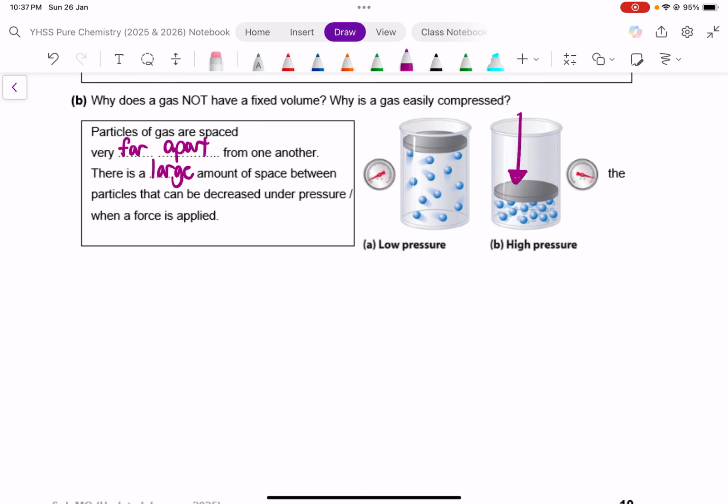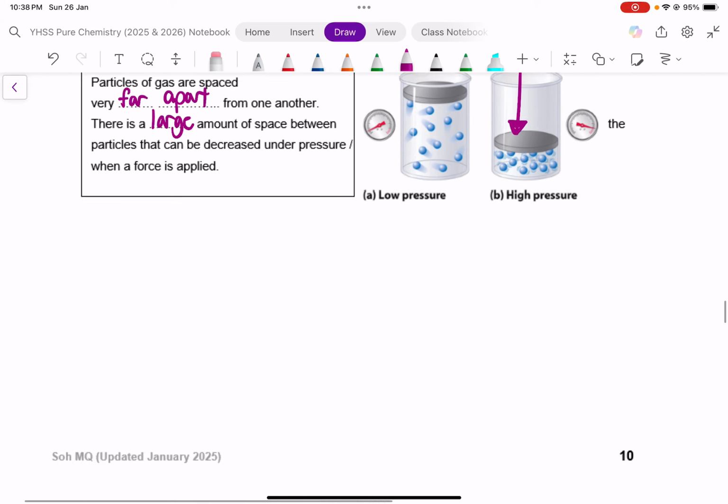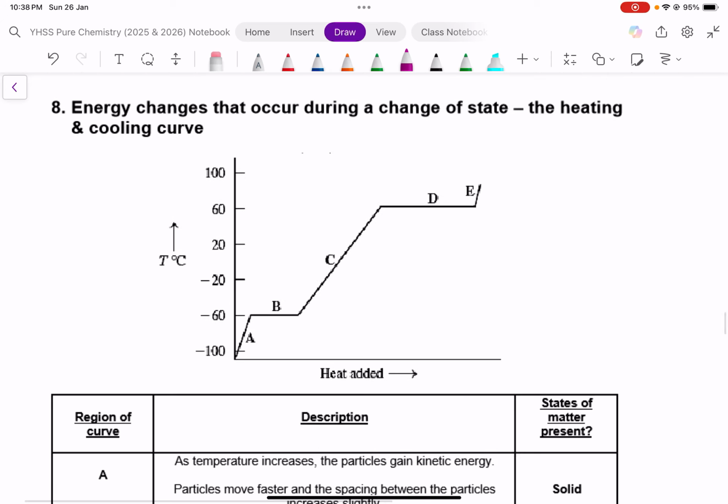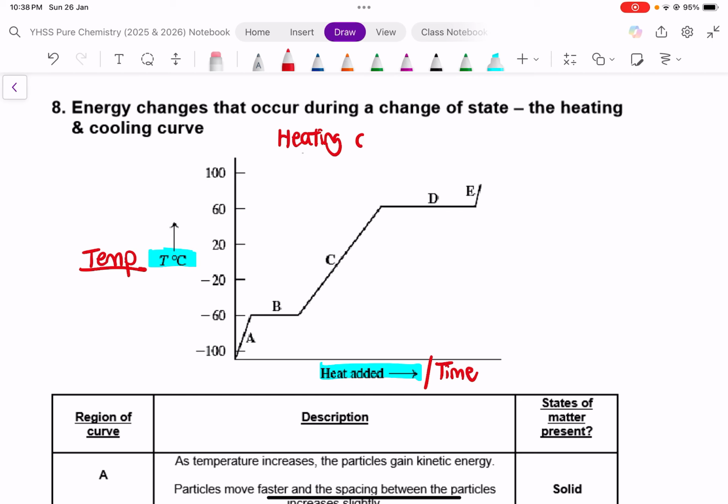Now, we are going to delve deeper into what happens when a solid is heated or when a gas is cooled down. And this can be represented on a graph of temperature against time or heat added. Okay? So this can be either heat added or time on the x-axis, whereas on the y-axis, it's temperature. Now, this is a heating curve because you can tell the temperature goes up with time.